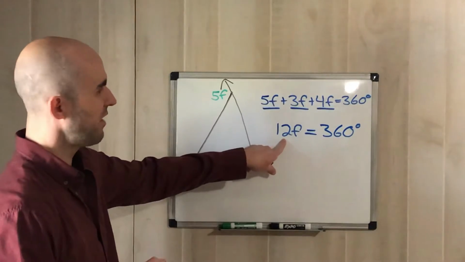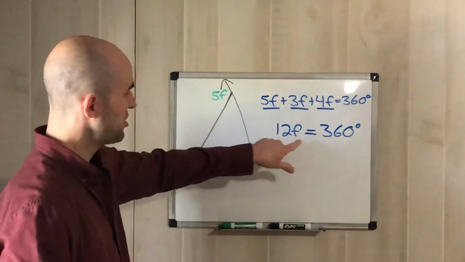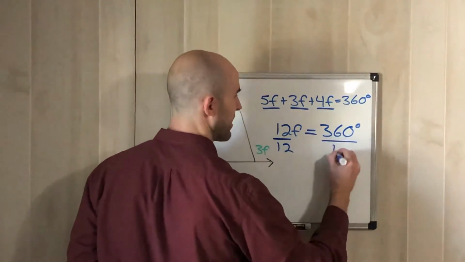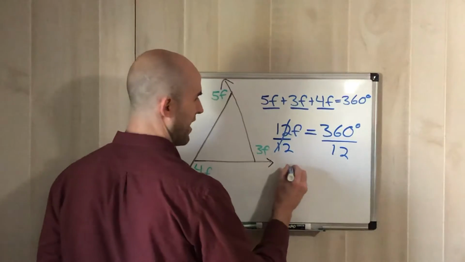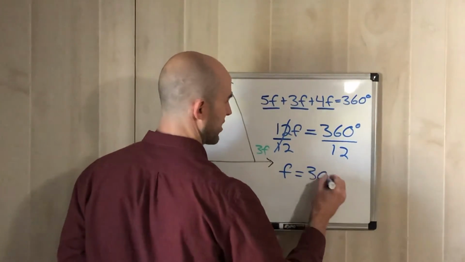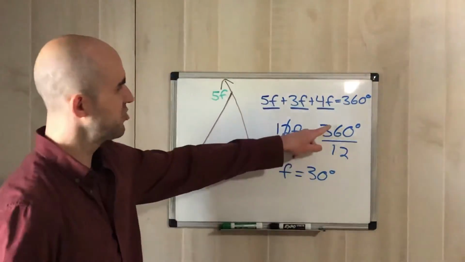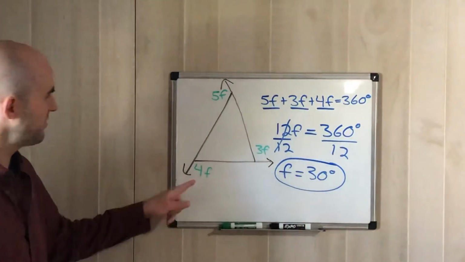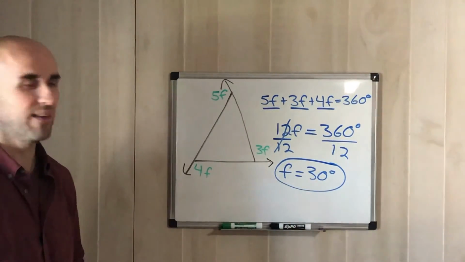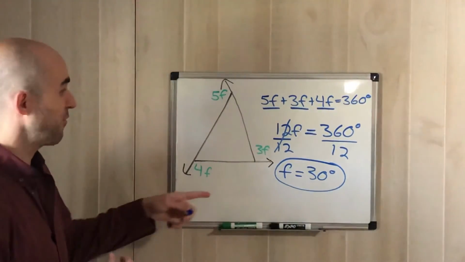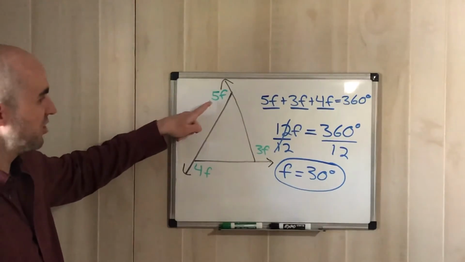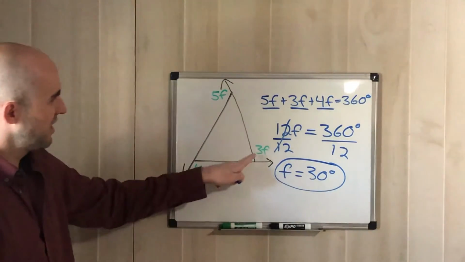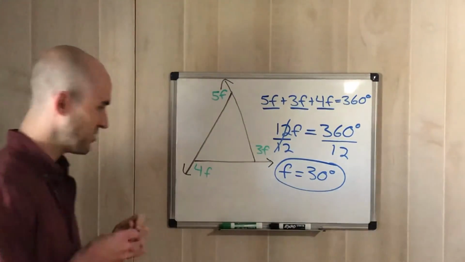So we've got to get rid of the 12. Opposite of multiplication is division. So divide this by 12, divide this by 12. The 12s cancel out, and we're left with F equals 30 degrees, because all I did was 360 divided by 12 gives us 30. So F is equal to 30, right? That's it. It's just that idea, guys. And then if we wanted to determine the measure of each angle, we could just by substituting. We do 5 times 30, 4 times 30, 3 times 30, and that gives us all our angle measures, right?